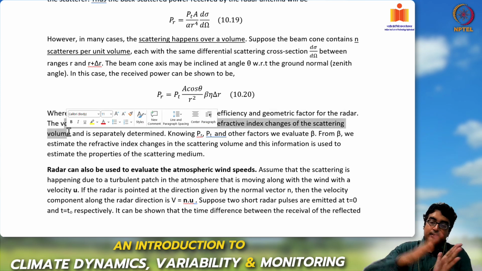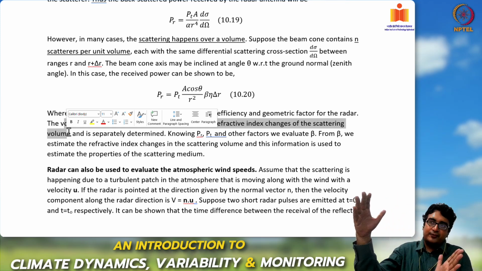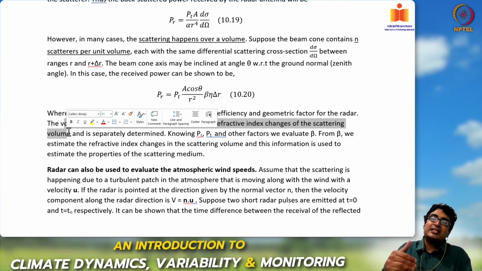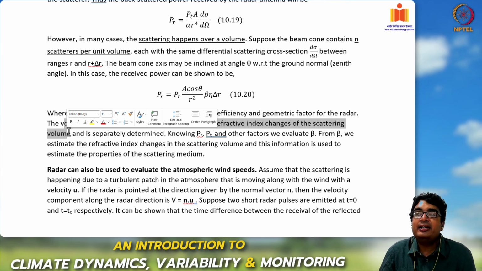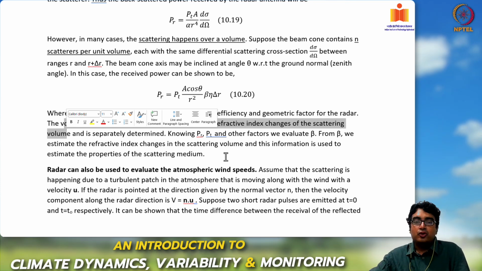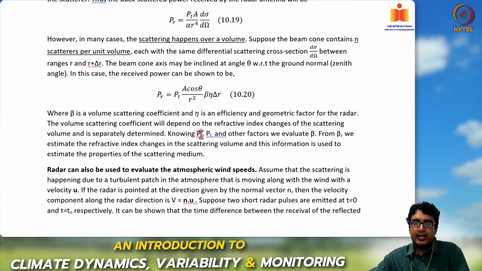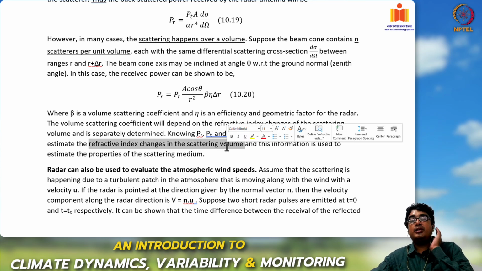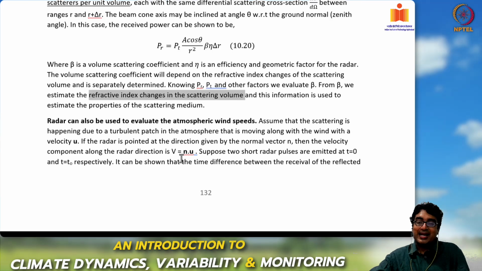So if over a certain volume, due to inhomogeneities of the atmosphere, the refractive index changes, then the volume scattering coefficient itself will be proportional to the refractive index gradients, and has to be determined separately from physics concepts. So knowing the received radiation, the transmitted radiation and other factors, we can evaluate beta. From beta, we estimate the refractive index changes in the scattering volume, and this information is used to estimate the properties of the scattering medium.